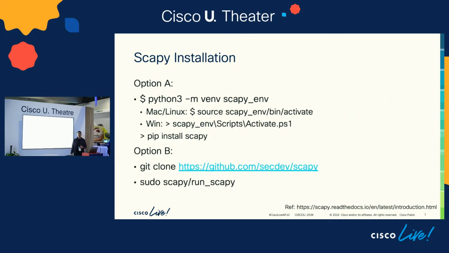The installation of Scapy is very simple. It can be done in two ways. The first one is you can install it using Python. We call it the pip install method, wherein you can create a Python virtual environment, that is optional. And then you can just do pip install scapy. That's it, and you are ready to go ahead and use Scapy. The other option is you can directly clone the Scapy repository, go into that folder and run Scapy.